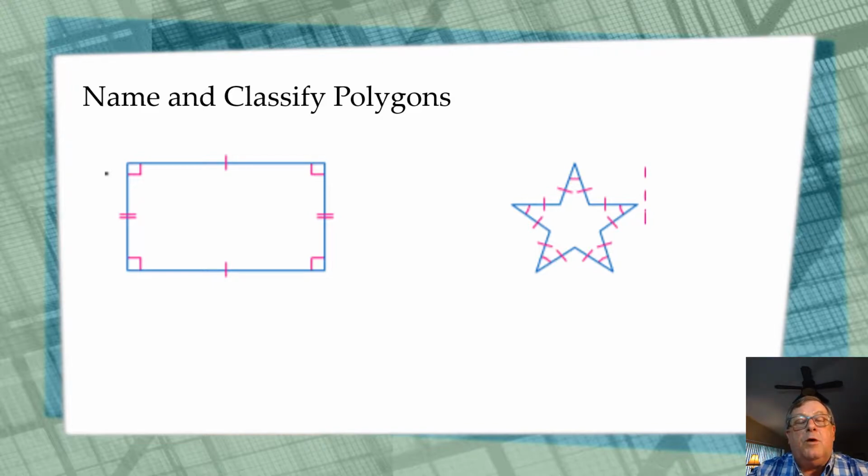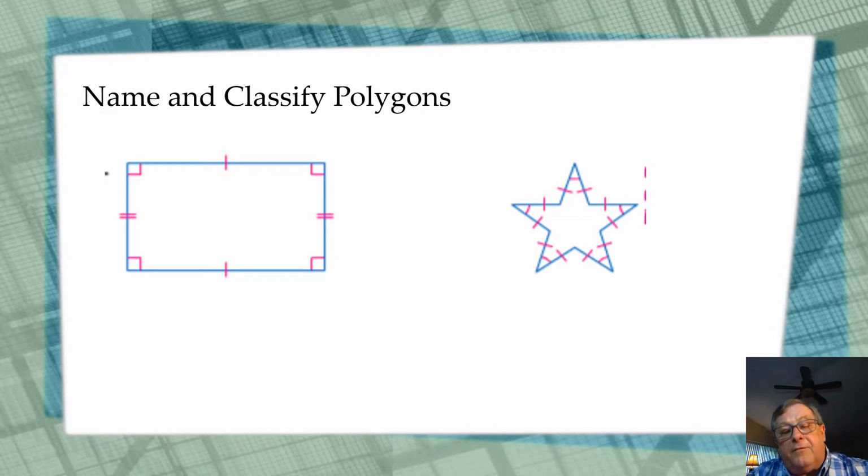And then lastly, whether it is regular or irregular. Now, for a polygon to be regular, it's got to be convex. So only convex, not concave. Concave polygons, by definition, are not regular. And even if it's a convex polygon, it must be both equilateral and equiangular.